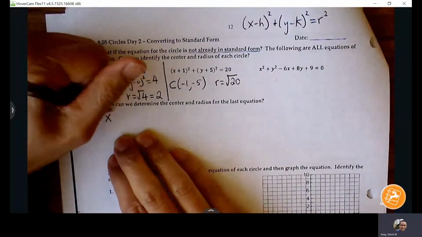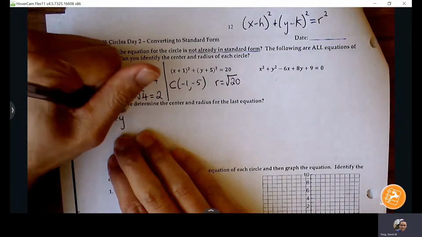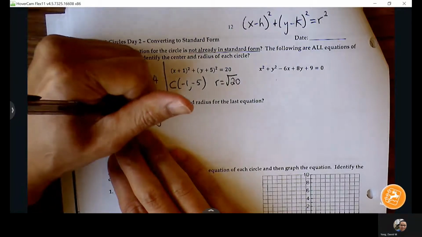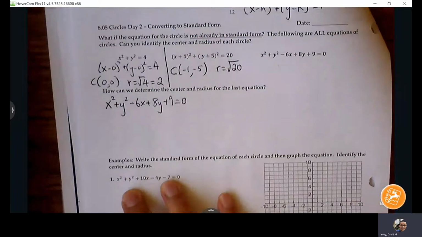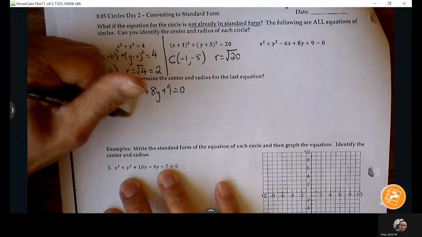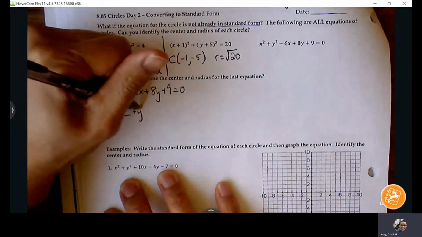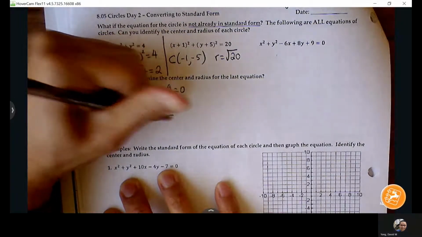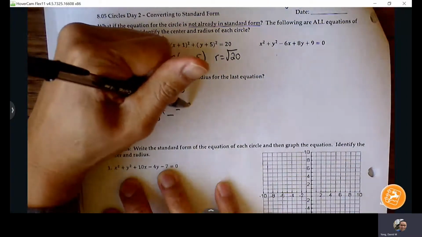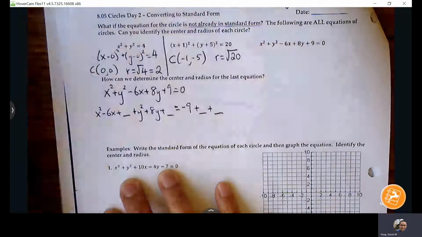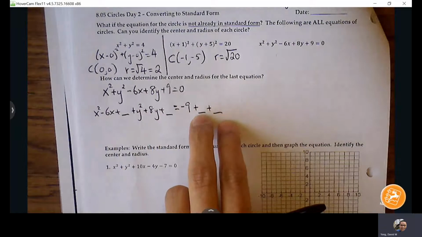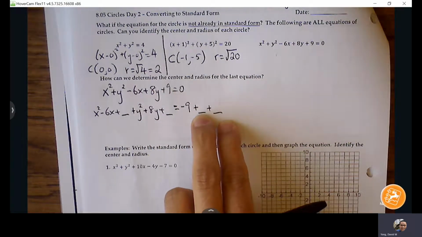The way we're going to do it is we're going to complete the square twice, once for the x's and once for the y's. So we'll group the x's together, we'll group the y's together, and then we have to move the constant over to the other side. But we have to make room for whatever changes we make on the left side. We have to make the same changes on the right side as well.